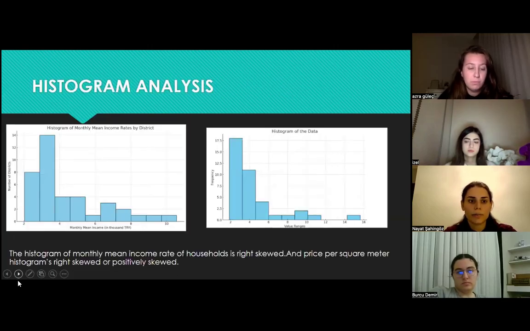Here is the histogram analysis. The first one is the histogram of mean income rate. The second one is price per square meter. Both of them are right skewed, or positively skewed.